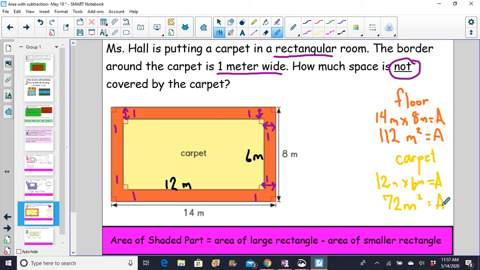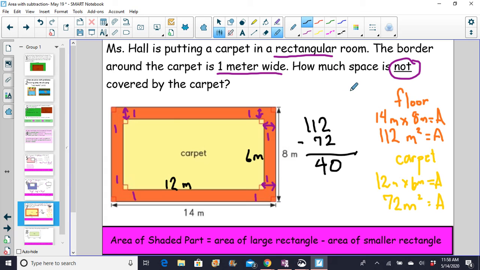Last step, because that carpet is covering up part of the area on the floor, we are going to subtract the area of the carpet from the area of the floor. So we're taking the smaller area and subtracting it from the larger area. So that means I'm going to do 112 meters squared minus 72 meters squared. Okay, so 2 minus 2 is 0. Okay, and 11 minus 7 is going to be 4.